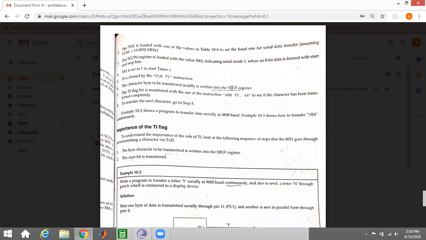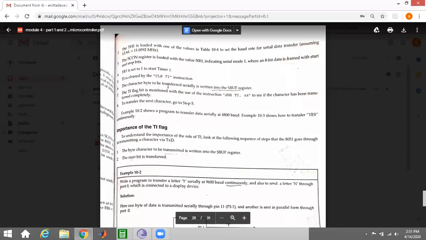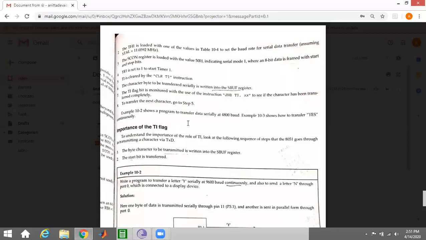So from SBUF, the data will slowly start moving. We have to monitor that using which flag? The T1 flag. Yesterday also we studied this, right? We use this instruction to check the flag and see whether the data is transferred or not. Again, to transfer the next character, go back to step 5. So you got an idea, right? Now we'll do the program; you'll understand much more clearly.